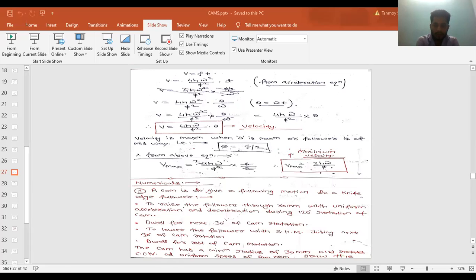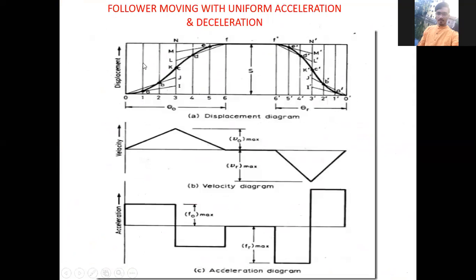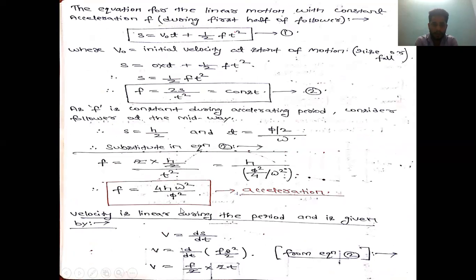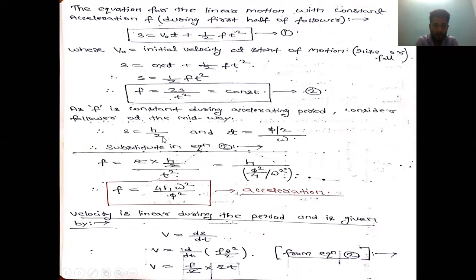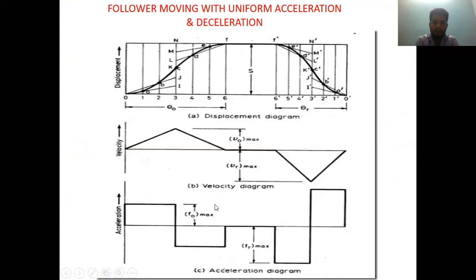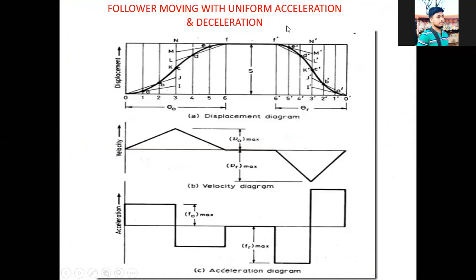I think in the last class we derived the expression for velocity and acceleration of the follower when it is moving with uniform acceleration and deceleration. We discussed the displacement diagram, the velocity diagram, and the acceleration diagram. We derived the velocity and acceleration of the follower, as well as the maximum velocity and acceleration in this case. Next, we will solve one problem based on this concept, when the follower is moving with uniform acceleration and deceleration.